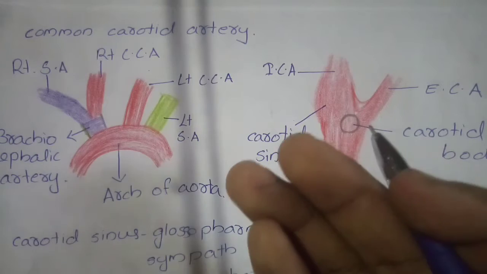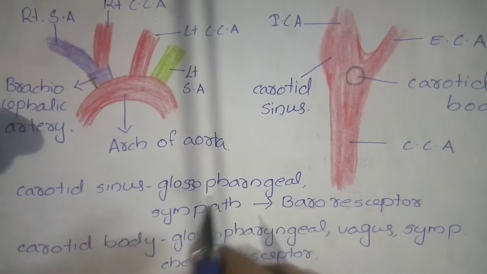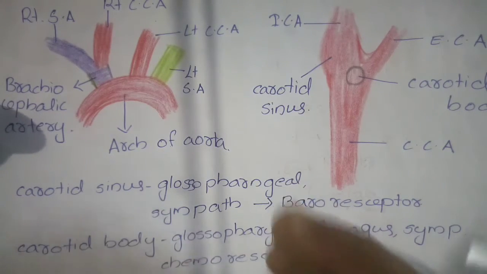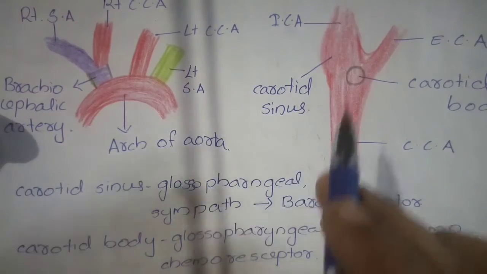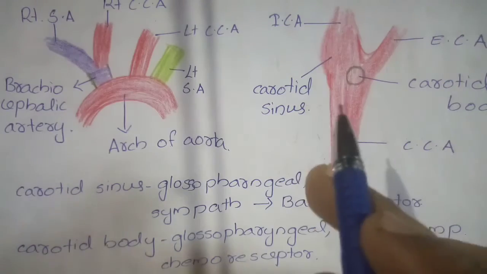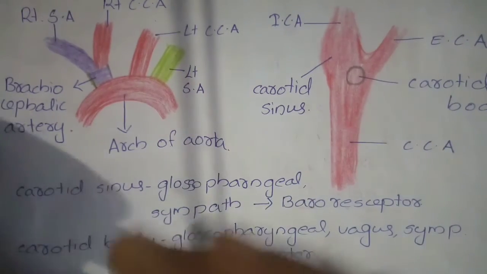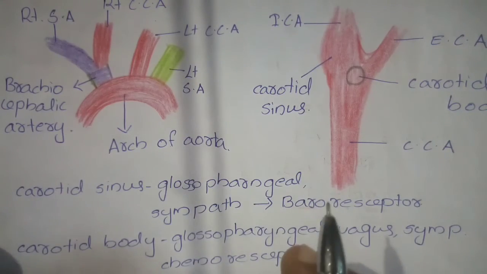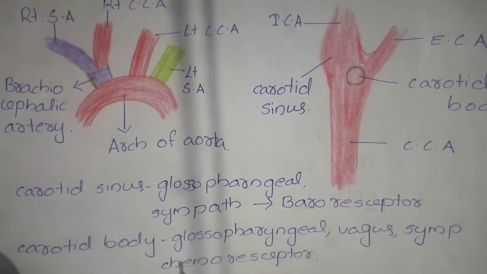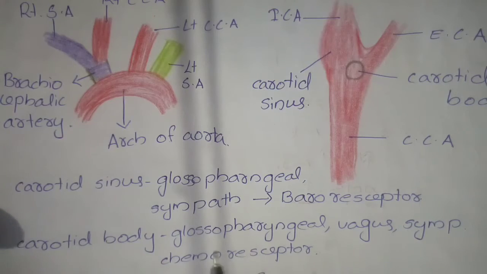So what are the carotid sinus and carotid body? Let's discuss. The carotid sinus is a dilation present at the termination of the common carotid artery or at the beginning of the internal carotid artery. We can see the dilated portion here. This is the carotid sinus. It is innervated by the glossopharyngeal and sympathetic nerves, but that is not its speciality. The speciality of the carotid sinus is the baroreceptors. It can regulate blood pressure.